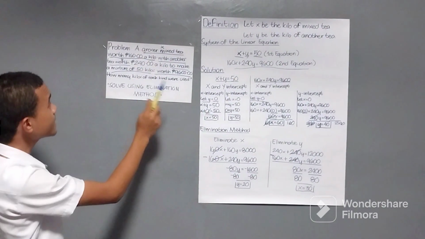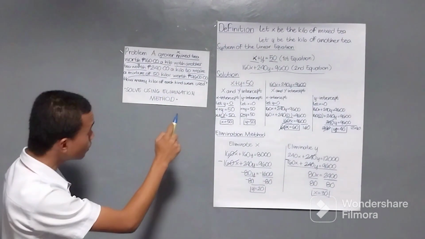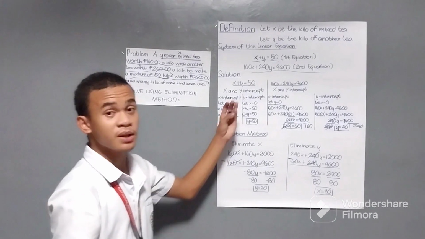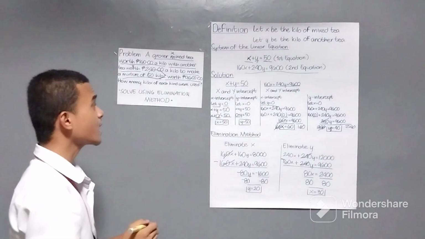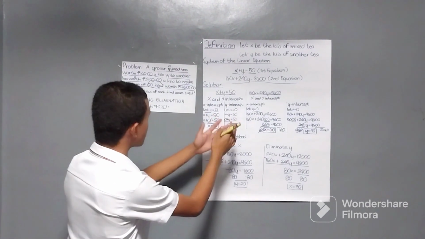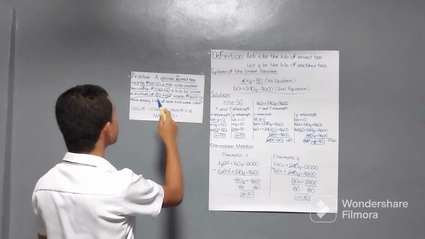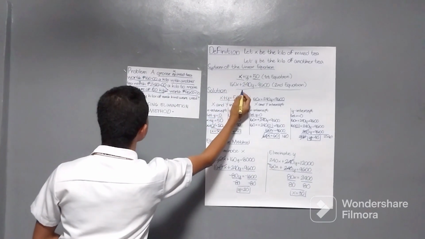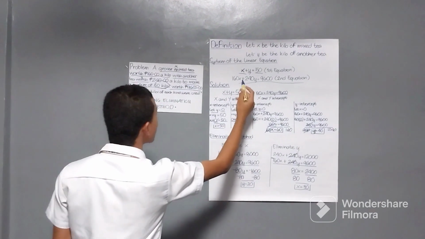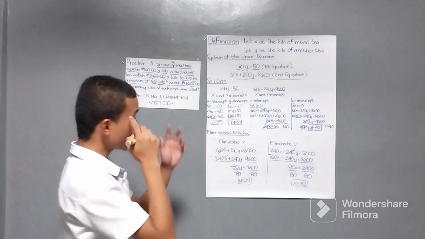It's stated here, a grocer mixed tea worth 160 pesos a kilo with another tea worth 200 pesos a kilo to make a mixture of 50 kilos. So that would be our first equation. For the second equation, we get it the same way as the first. A grocer mixed tea worth 160 pesos a kilo, so 160x, plus another tea worth 240 pesos a kilo, so plus 240y, equals 9,600 pesos. That would be our second equation.